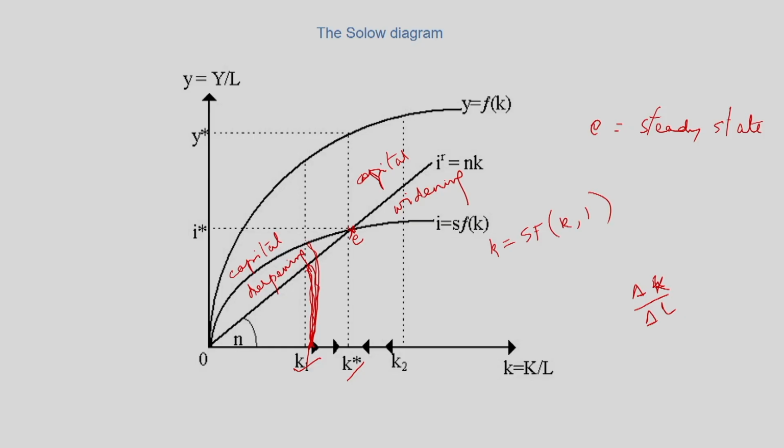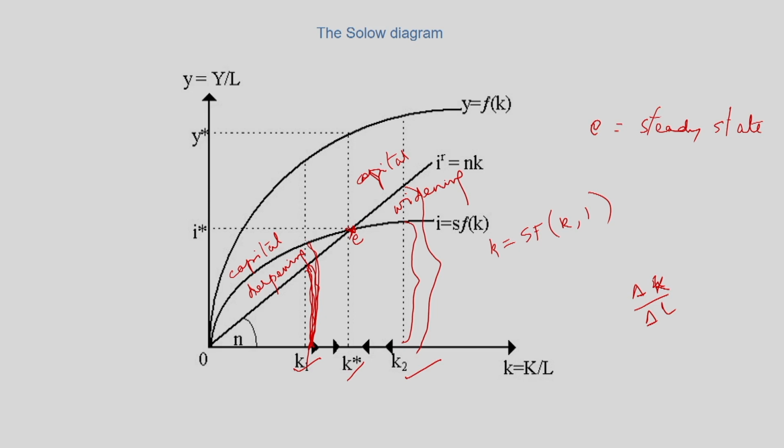Similarly, the question arises, what would happen if the economy began with a capital stock per worker larger than K star, let's say K2? At points to the right of K star, the investment per worker provided by the economy is less than the investment per worker required to keep the capital labor ratio constant. So ΔK is negative here, and therefore the amount of capital per worker begins to decline in this economy, and this decline, the capital widening process, continues until it falls back to K star.